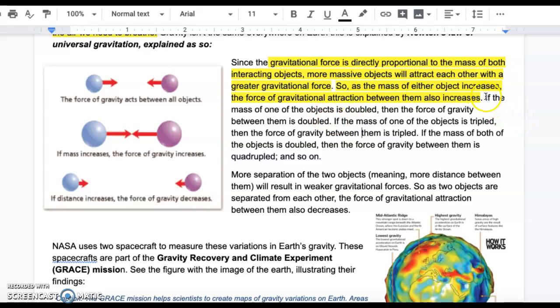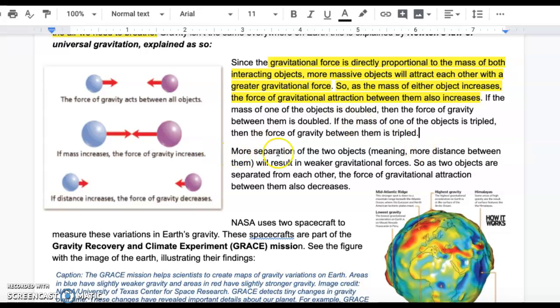If the mass of one of the objects is doubled, then the force of gravity between them would also be doubled. And if the mass of one of the objects is tripled, the force of gravity between them would be tripled. Let's delete this.